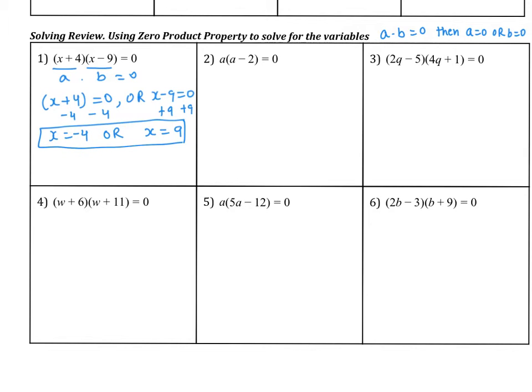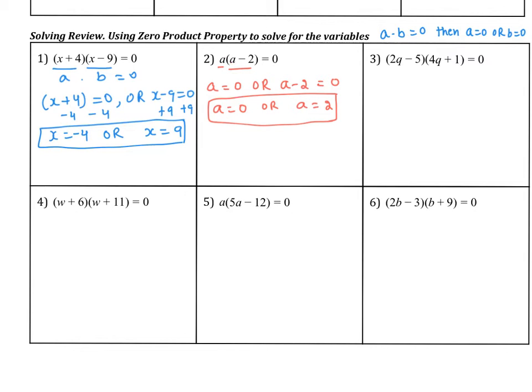For number 2, there are two expressions, a and a minus 2. So to have a times a minus 2 equals 0, you want to either have a equals 0 or a minus 2 equals 0. So you're going to have either a equals 0 or a equals 2. In other words, if you want to make this expression equal 0, you should either have a equals 0 or a equals 2.